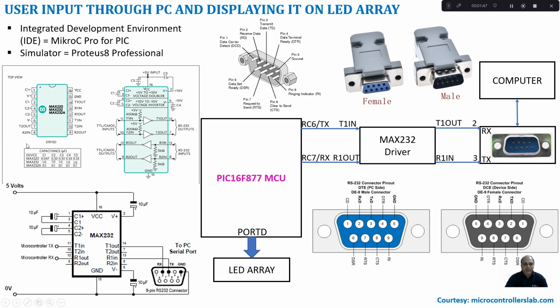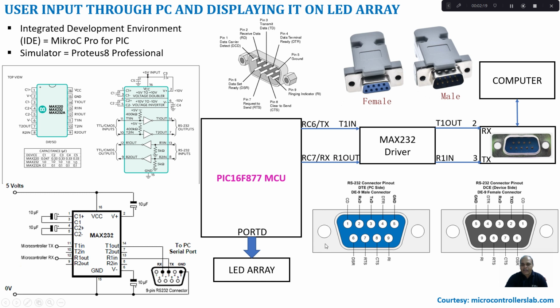This MAX232 is a 16-pin IC, where you can see there is a voltage doubler and a voltage inverter. On one side, we can have TTL logic. On the other side, we can have RS232 outputs. These RS232 outputs can be connected to your computer through DB9 connectors. Here I have shown the DB9 connectors in male as well as female. These are the pin details of your DB9 connector.